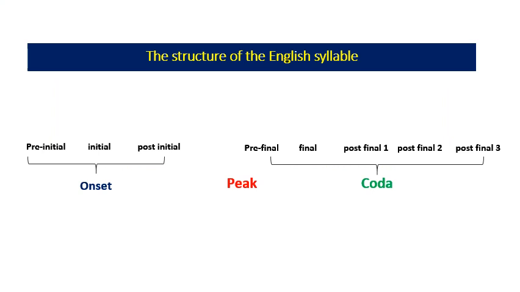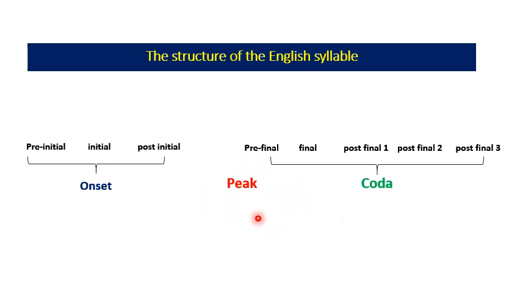I believe that most of you understand the difference between consonants and vowels. That's why we have to differentiate between them so that we can work on the syllables. As we see here, we have something we call the onset, we have something we call the peak, and the coda. These are the structure of the syllable.